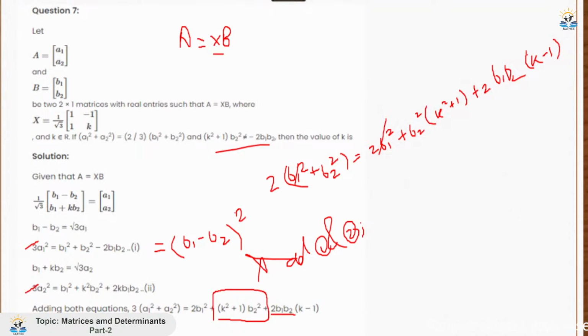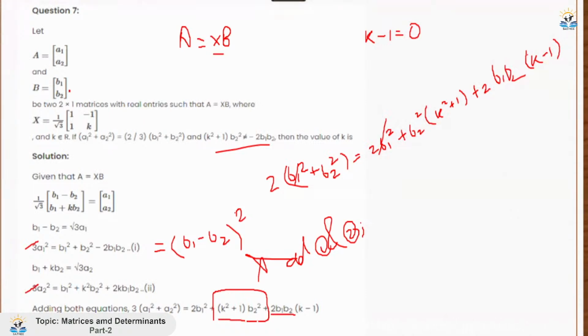So what is remaining? Only k minus 1 is remaining, which implies k minus 1 is equal to 0. Then only this condition will be satisfied, otherwise not. So from here, you can directly say that your value of k is equal to 1. Because if you make b2 equal to 0, then this condition will be neglected because b2 equal to 0 will make both equal to 0. But they are saying it is not equal. So you can't take b2 equal to 0. You can only take k minus 1 equal to 0. From there, k equal to 1, you are getting.